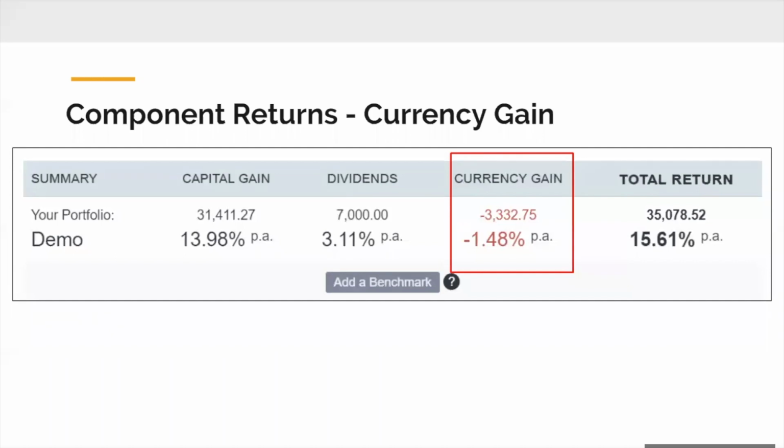And so the final component is currency gain. When investing in overseas shares, currency gains or losses can be very important. And again, this is another often overlooked aspect of portfolio returns.